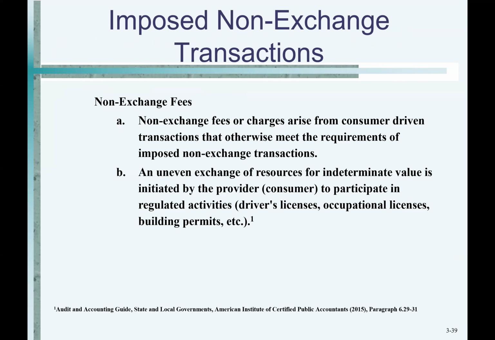Okay, good. Non-exchange fees like a driver's license. Okay, it's a fee, but it's still considered non-exchange because it's not quite the quid pro quo: you give me this, I give you that. And so pretty much, when the person comes in to renew their license, that's when you'll go ahead and take the revenue for that.